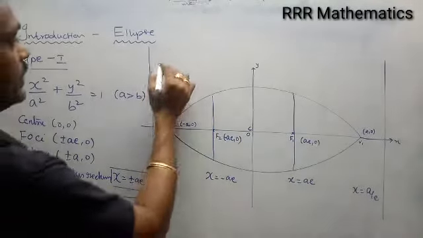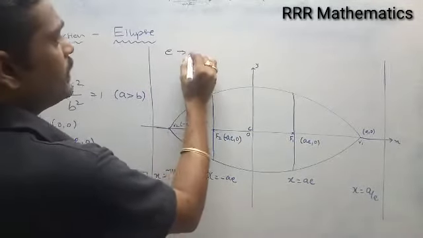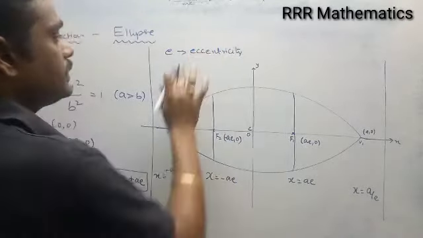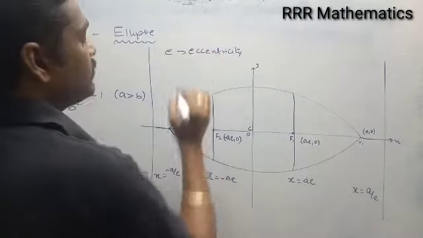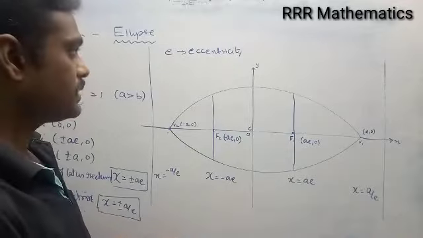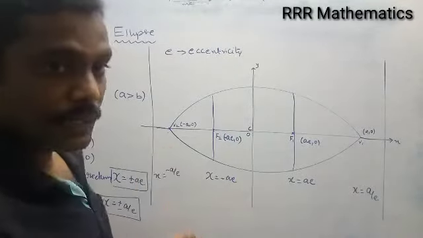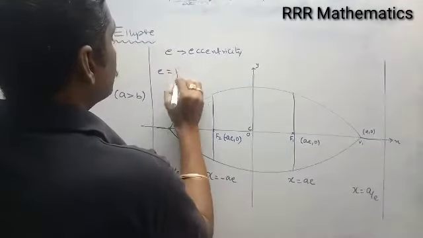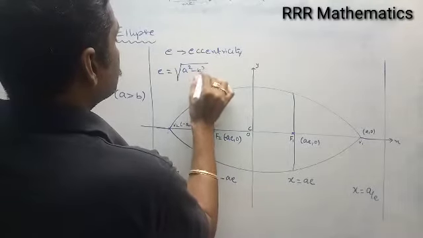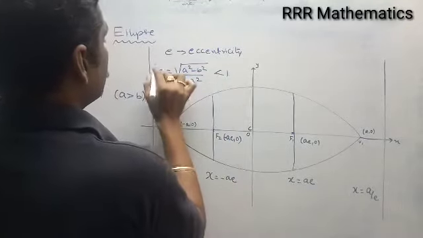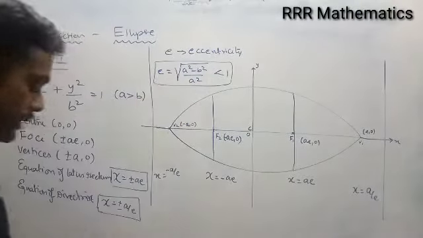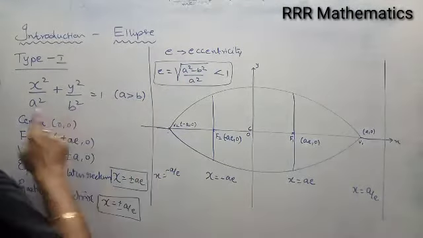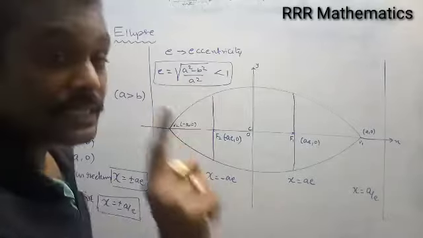We'll ask, what is meant by e? E is nothing but eccentricity. In case of the parabola, the eccentricity value is 1. But in case of the ellipse, e can be calculated as square root of a square minus b square by a square, which is less than 1. Got it? In case of the ellipse, the value of eccentricity is the square root of a square minus b square by a square, which is less than 1.